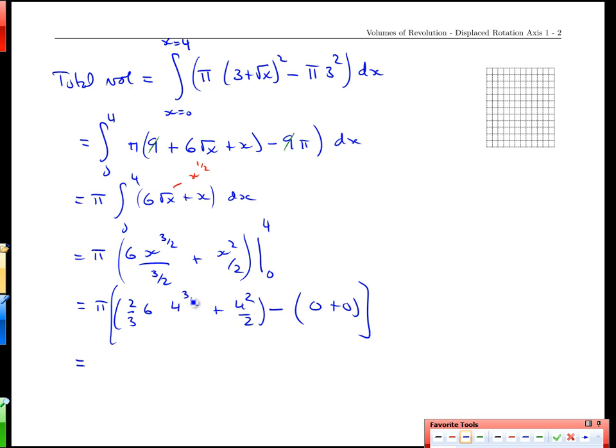4 to the 3/2 is 2 cubed is 8, and 12 over 3 is 4. So I'll have 4 times 8 plus 16 over 2 is 8, and that's 32, and that's 40 pi cubic units, which is about 120 units. So notice a fairly large volume compared to what we've seen before.